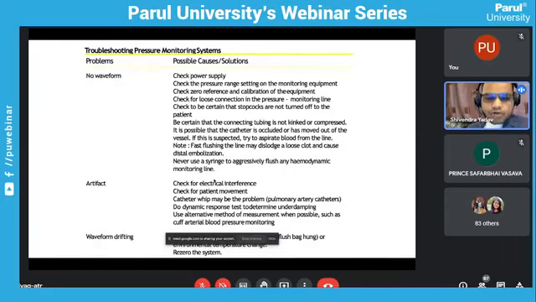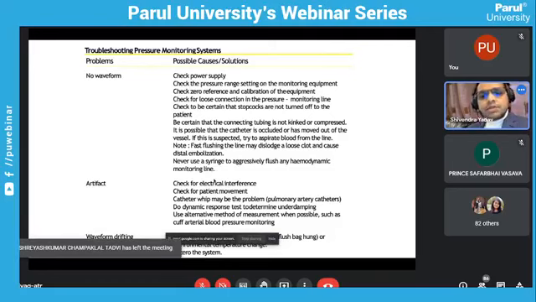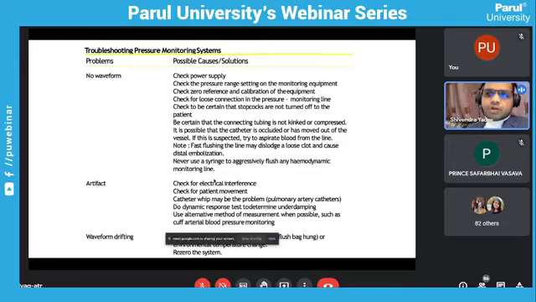And then use an alternative method of measurement when possible, such as arterial cuff, non-invasive blood pressure. So sometimes if your hemodynamic monitor is not showing proper pressure, just do a non-invasive blood pressure to double check if the pressure is the same.